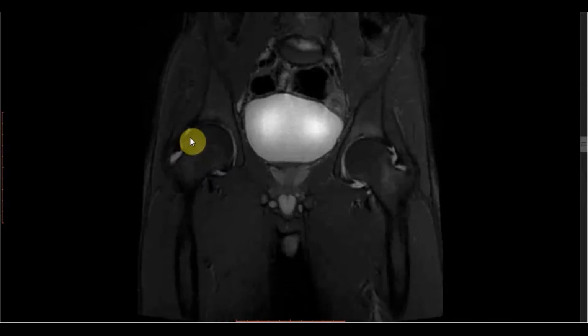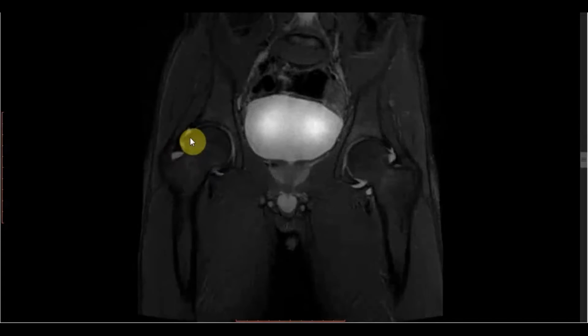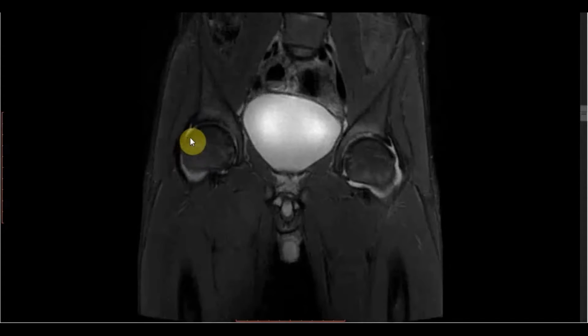And there is presence of mild joint effusion on both sides, and there is presence of marrow edema involving the acetabulum bilaterally, plus there is presence of chondromalacia in the acetabular articular cartilage.